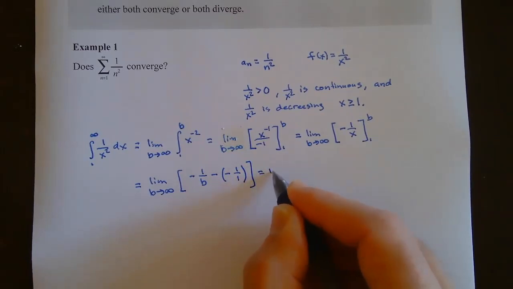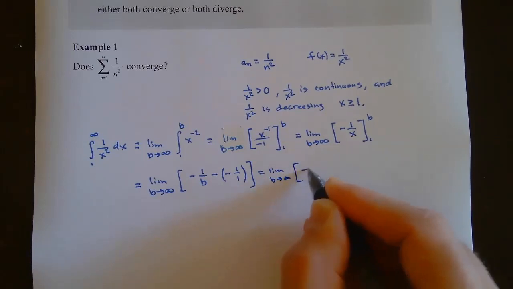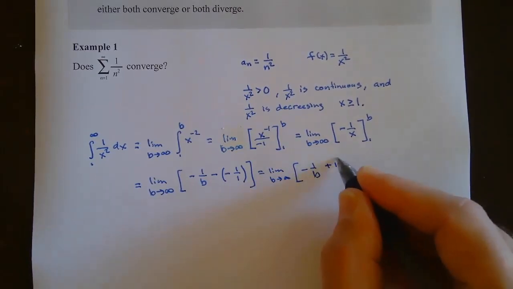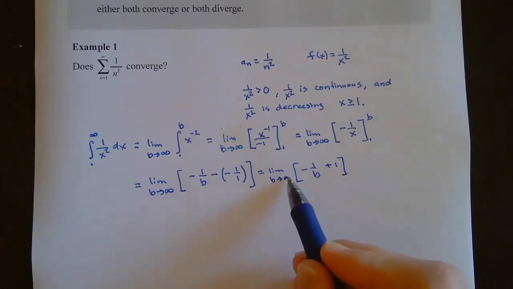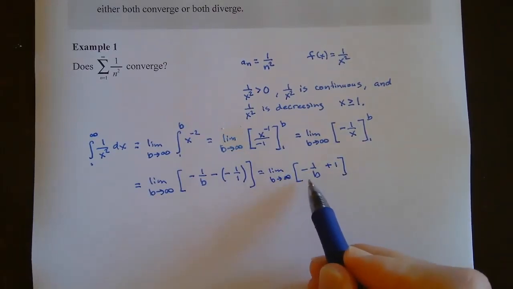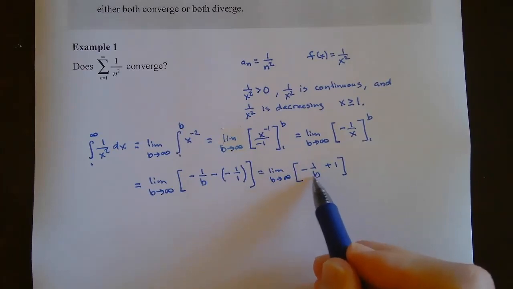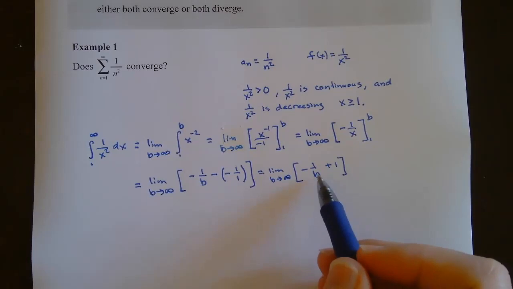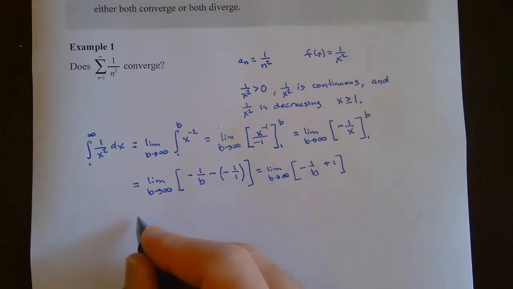That's equivalent to the limit as b goes to infinity of negative 1 over b, and this would be just plus 1. Now, as b goes to infinity, this denominator is going to get bigger and bigger and bigger, which is going to cause this fraction to get closer and closer to 0. So basically it's 0 plus 1, or this is equal to 1.